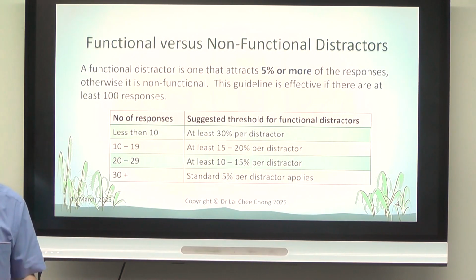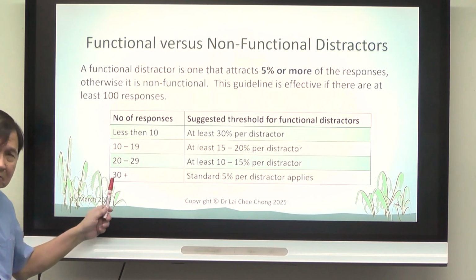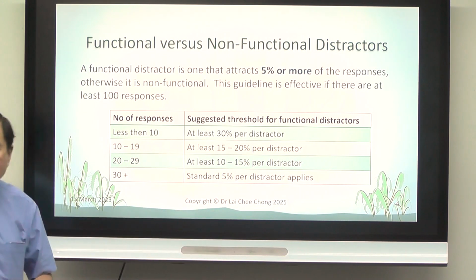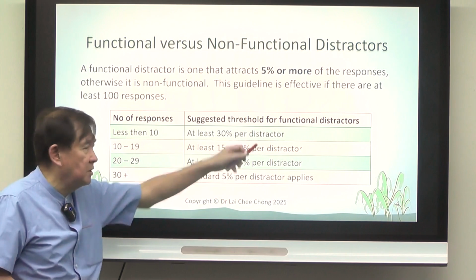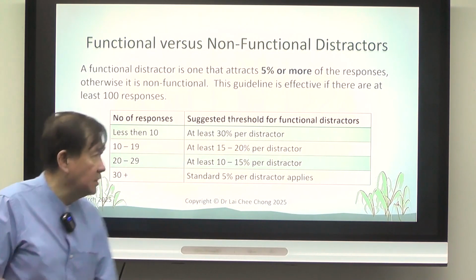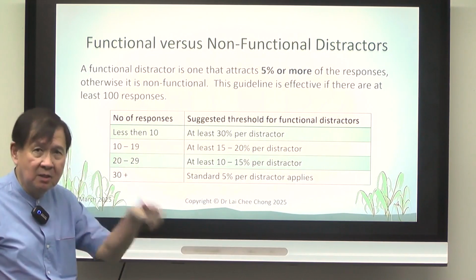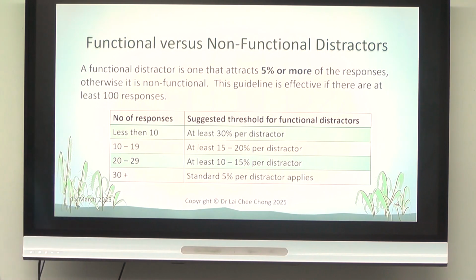It must not be like that. However, I can say one thing safely. If you have at least a minimum of 30 and beyond, the 5% is very safe. Lower than that, it's hard to tell whether or not they are functional, to be quite honest. That's the reason why we are more stringent in terms of percent, to make sure that these are really effective distractors. Follow me? Okay.